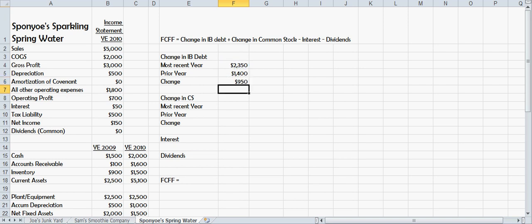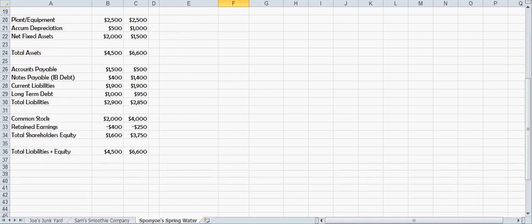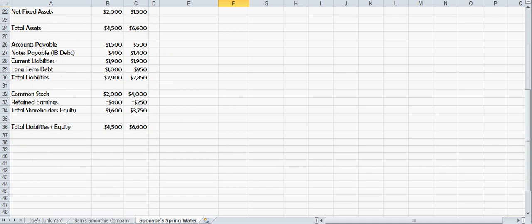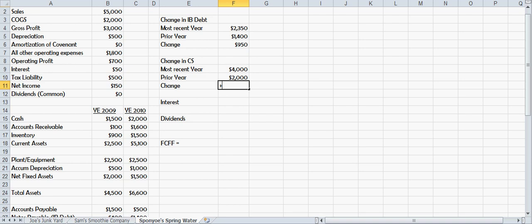Let's take a look at what happened with common stock, see if there were any changes there. Our most recent year of common stock shows $4,000 worth of common stock. Our prior year shows $2,000. So we issued stock during the year. To calculate our change, we simply take our most recent year minus our prior year, or $2,000.